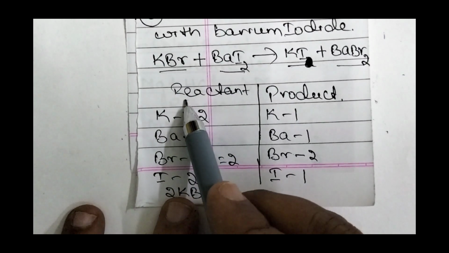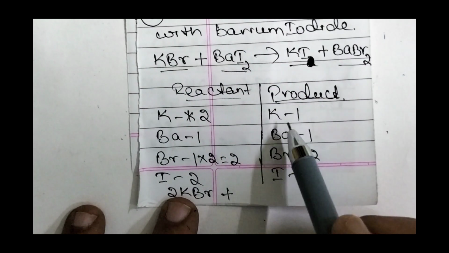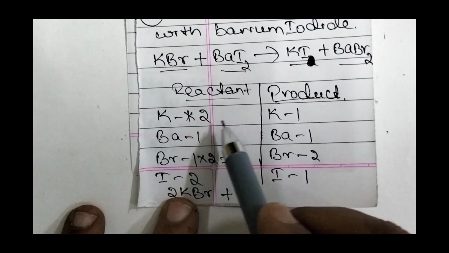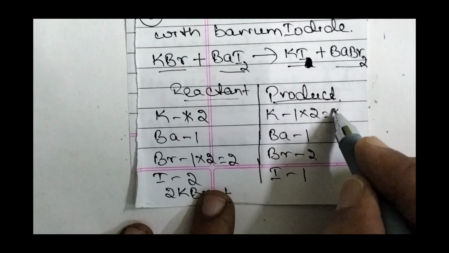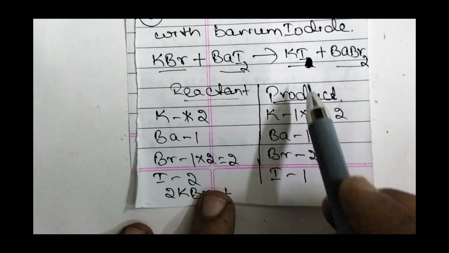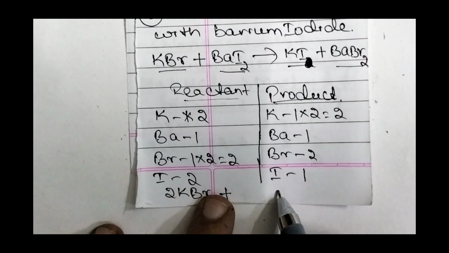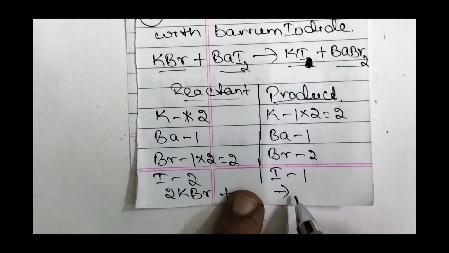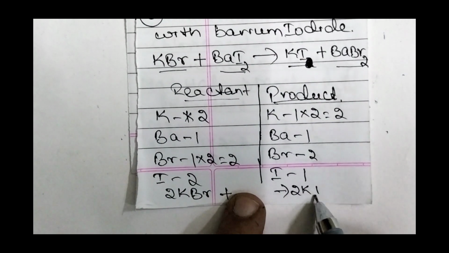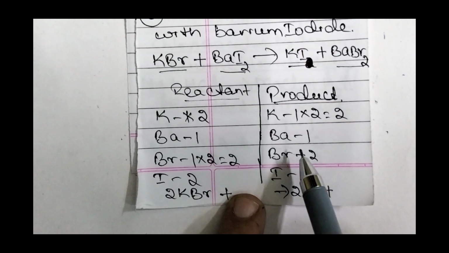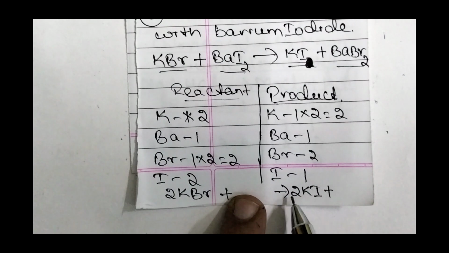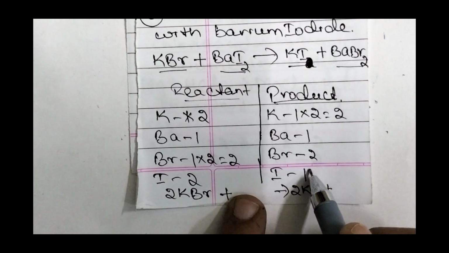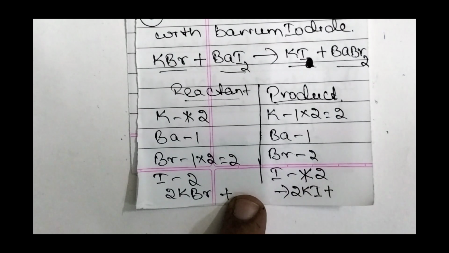So reactant side 2 potassium is there, product side 1 is there. To make 2 equal to 2, 1 is multiplied by 2, so we will get 2. So this 2 I have to multiply here, plus give rise to, so multiplying here we get 2KI, plus. So when potassium is multiplied by 2, iodine also multiplied by 2, so instead of 1, we will get 2 iodine.